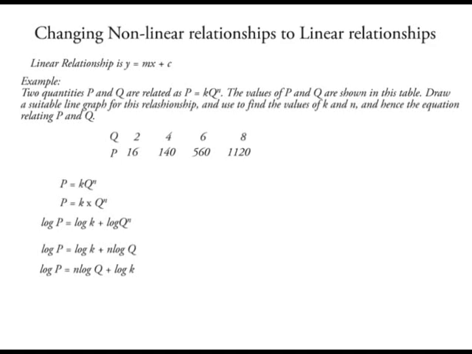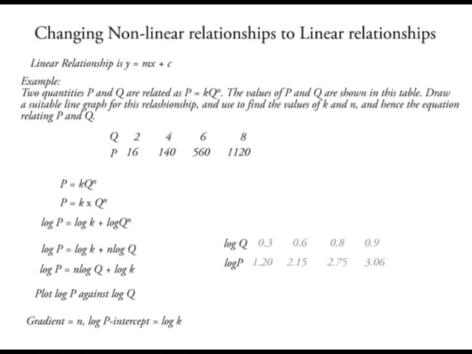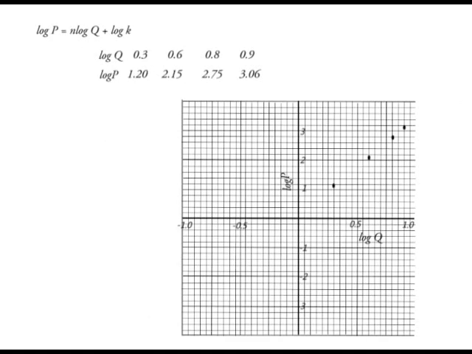Now that looks like y is equal to mx plus c. We plot log p against log q. N will be the gradient and log k the intercept. So we get another table for logs. If we plot them, the points do not appear to be on a straight line, and so we get the line of best fit.